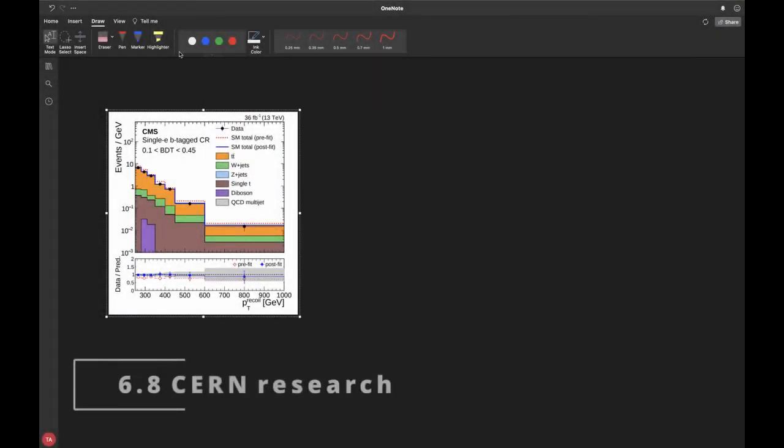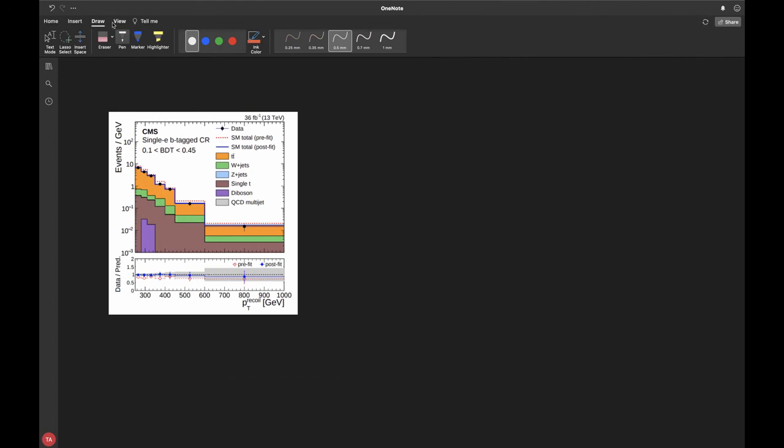The last thing to discuss is about what kind of research we do at CERN and how is it connected to what we were discussing. So 6.8 is about CERN research.